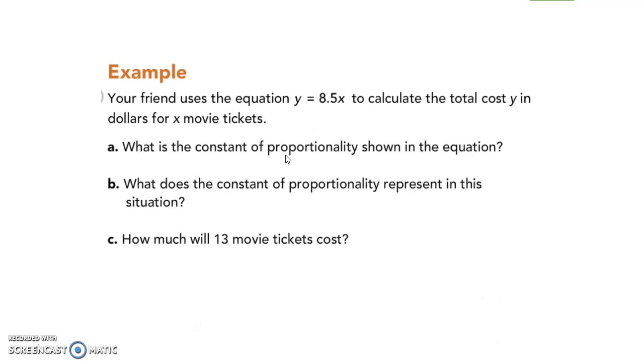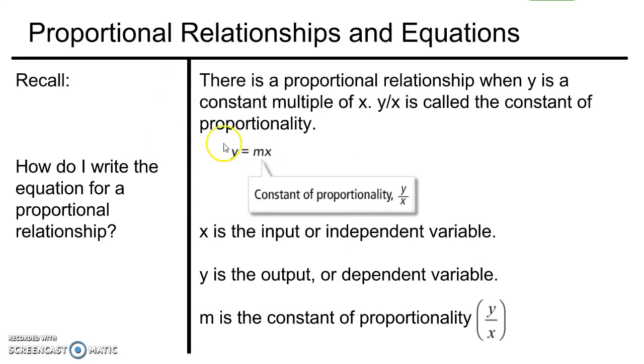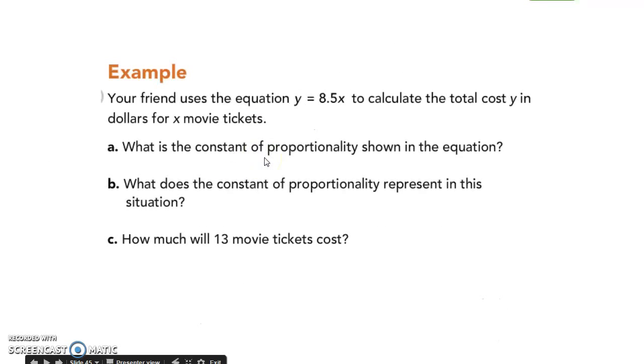So in this equation, y equals 8.5x, we can find the total cost y in dollars for x movie tickets. What is the constant of proportionality shown in the equation? There is no math required in this problem. All I have to do is use my knowledge of the proportional relationship formula, y equals m times x. What's that number that's the constant of proportionality? 8.5.